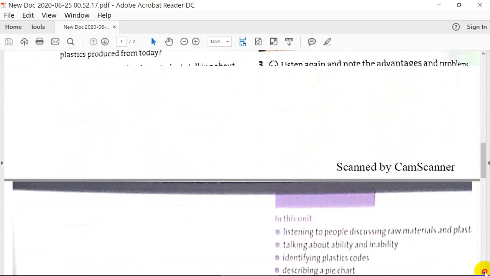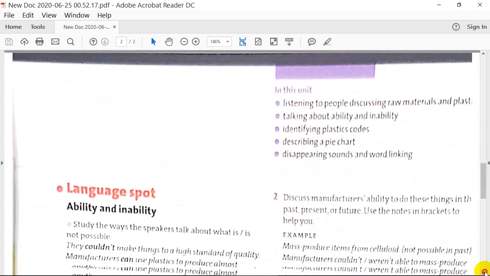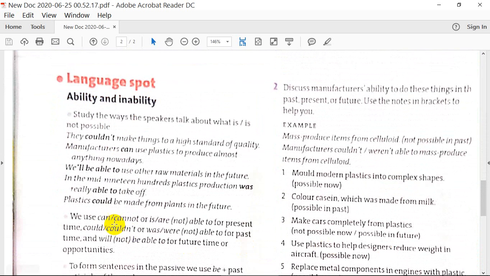We have here a lot of activities. I will start with number one: how to use plastics in our life. Here we have a grammar language spot. It's ability. In ability we use what? Can, could, and be able to. Can, we use it for ability in the present. For example, I can drive a car. I can swim in a pool. I can ride a bicycle. I can use a computer. I can use the internet.